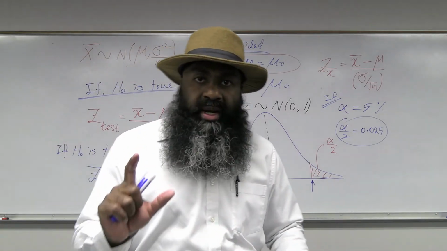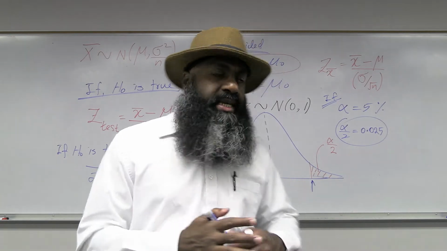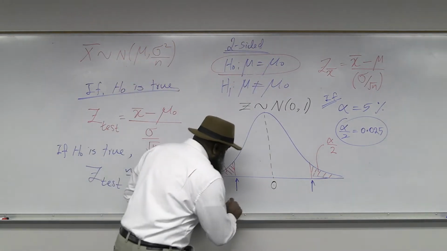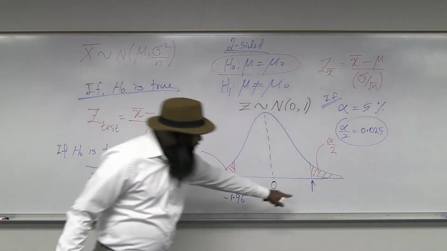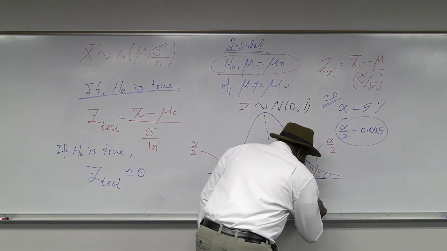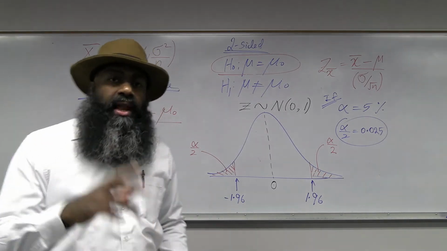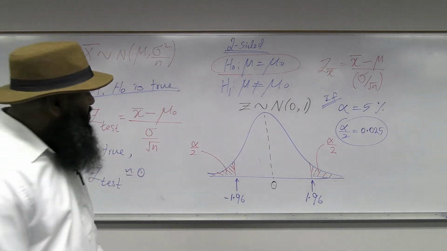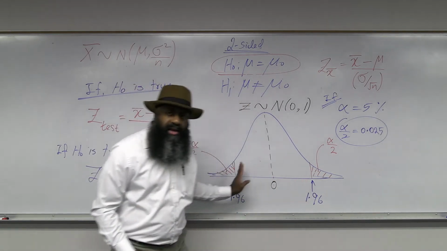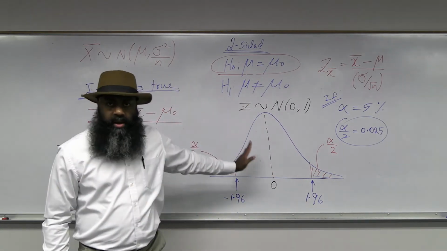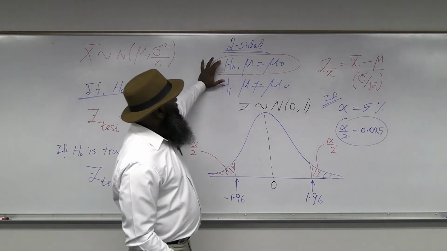So we found the critical value. The critical value is 1.96. So this left endpoint is negative 1.96. The positive endpoint is positive 1.96. So as long as my calculated test statistic stays between these two values, or within this unshaded region of the standard normal distribution, I say that my null hypothesis is correct.